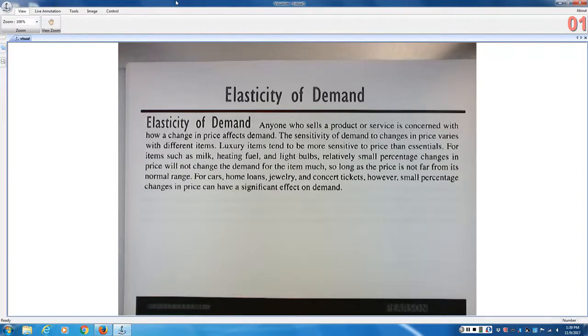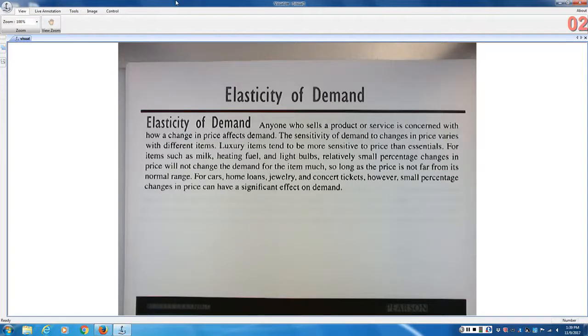Luxury items tend to be more sensitive to price than essentials are. And for things like milk, heating oil, or heating fuel, light bulbs, a relatively small percentage change in the price isn't going to change the demand very much, because those are things, regardless of how much they cost, we kind of need to have them.